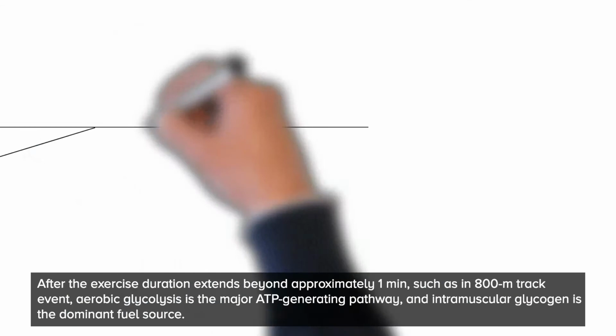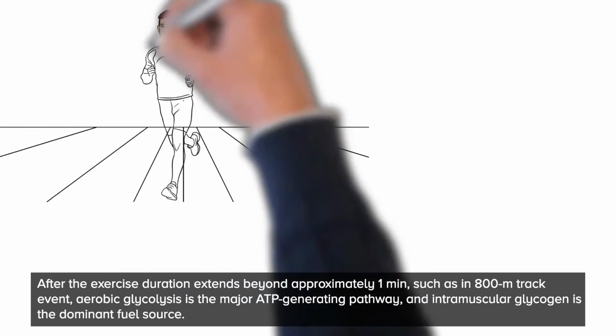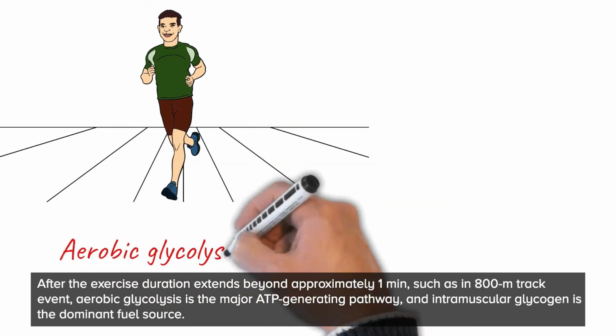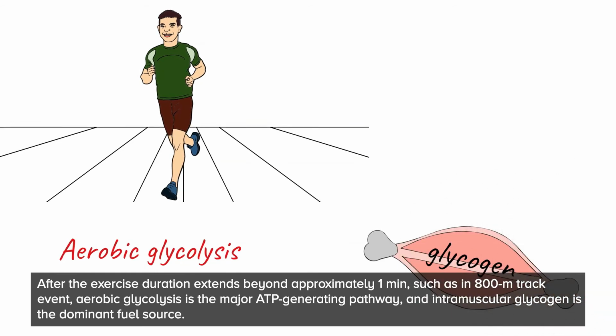After the exercise duration extends beyond approximately 1 minute, such as in 800-meter track events, aerobic glycolysis is the major ATP generating pathway, and intramuscular glycogen is the dominant fuel source.